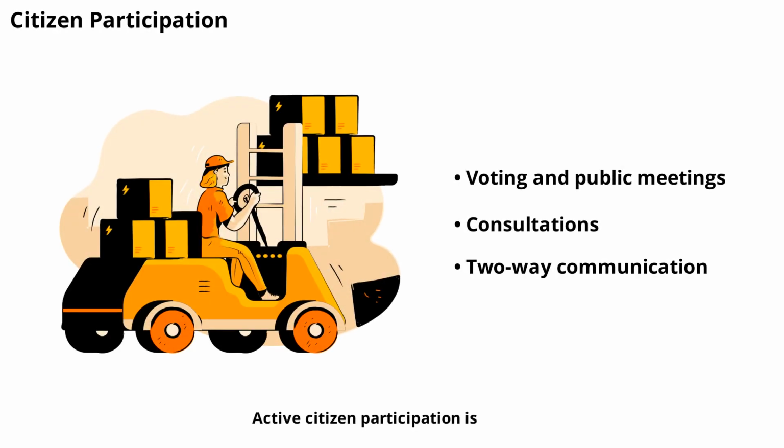Active citizen participation is vital for maintaining government systems. Citizens contribute by voting, attending public meetings, and engaging in consultations. Governments must create opportunities for meaningful input and respond to public concerns. This two-way communication helps ensure that government actions reflect the needs and values of the community.